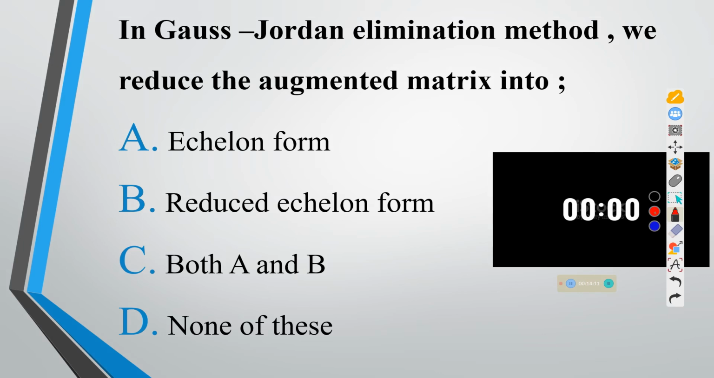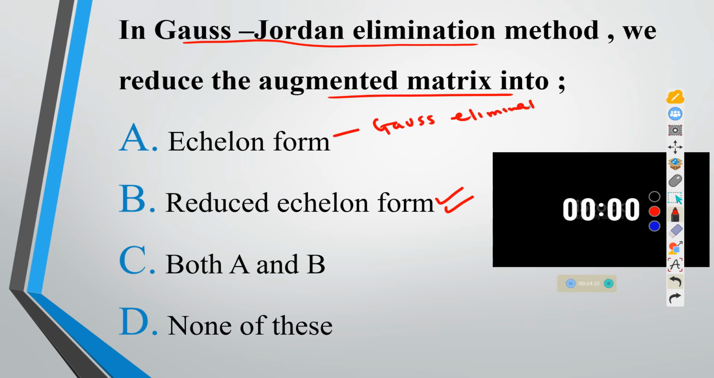So time is up. Let us look at the solution. We are told in the Gauss-Jordan elimination method, we reduce the augmented matrix into, the answer is reduced echelon form. Echelon form is when you are looking at the Gauss elimination method. So in the Gauss elimination method, you stop with the echelon form. Then reduced echelon form is when you are looking at the Gauss-Jordan elimination method. So I think you note the difference. You stop at echelon form when you are simply looking at Gauss elimination, but for Gauss-Jordan, you have to make sure you reach the reduced echelon form. So that will be the required answer.